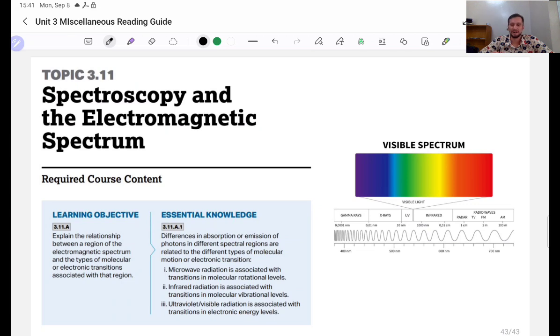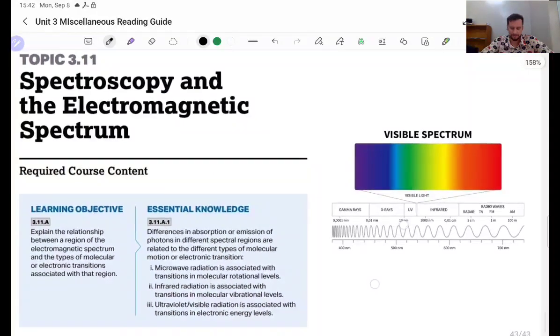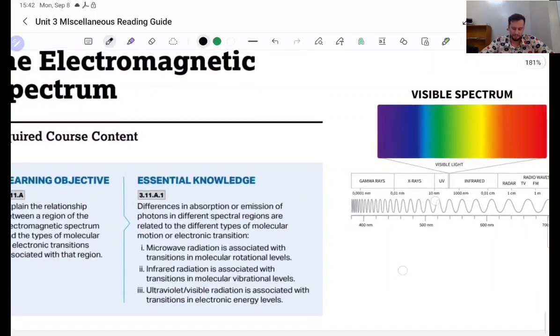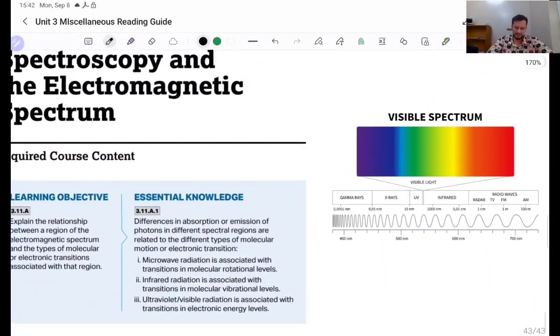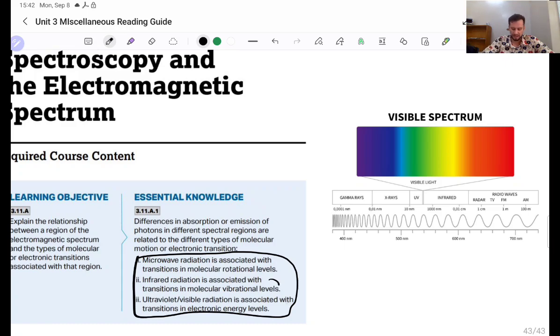Maybe there's a couple unit 3 MCQ questions, but it's not a real focus point because there's not a whole lot you can extrapolate from it, I don't think. But understand this. You basically have to memorize microwave radiation is associated with rotating molecules. Infrared radiation is associated with vibrating molecules. And UV is associated with transitions in electronic energy levels.